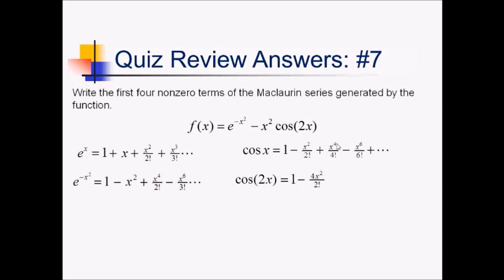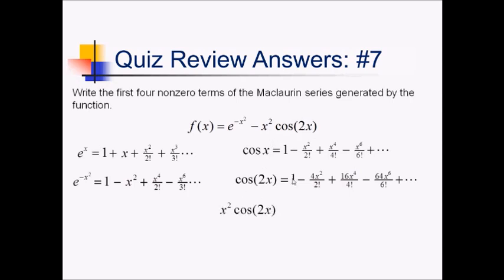For this next one now, this is, let's see, 2 to the 4th is going to be 16, so 16x to the 4th over 4 factorial. And then this is going to be, let's see, 2 to the 6th is 64, so minus 64x to the 6th over 6 factorial. Next step, we have an x squared multiplied by cosine of 2x.